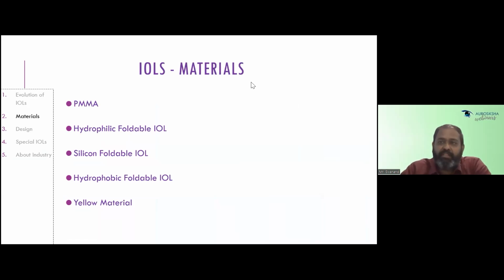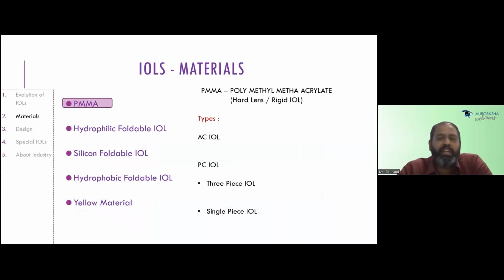There are largely four to five types of materials, and the first intraocular lenses were made from PMMA, or polymethyl methacrylate. This is the material that was used by Sir Harold Ridley. It is also referred to as a hard lens or rigid lens, because it is basically a plastic, it's hard. It's a biocompatible plastic material. That's what sets PMMA apart from any other material.